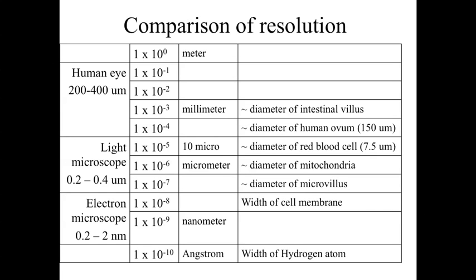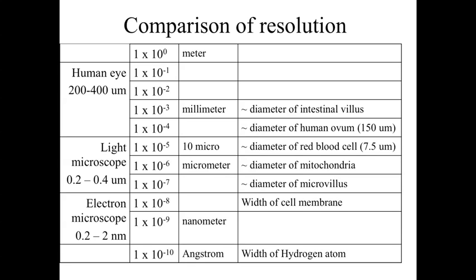Now, in comparison of resolution, the human eye, under the best circumstances, can discriminate objects that are maybe a millimeter, maybe a tenth of a millimeter apart. So this corresponds to an intestinal villus down to the level of about a human egg cell, the human ovum. A light microscope can get us down to about the level of 1 times 10 to the negative 7th. So we're getting down to less than a micrometer. Under the best circumstances, we can maybe discriminate a microvillus.